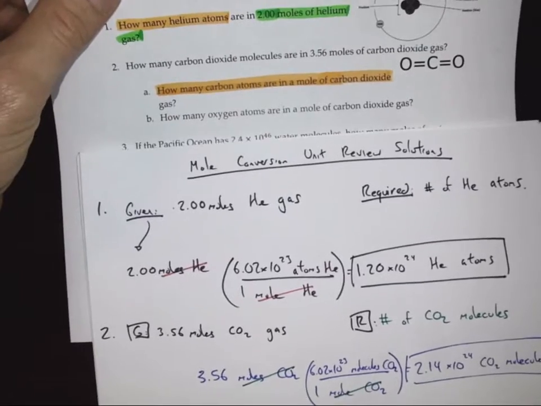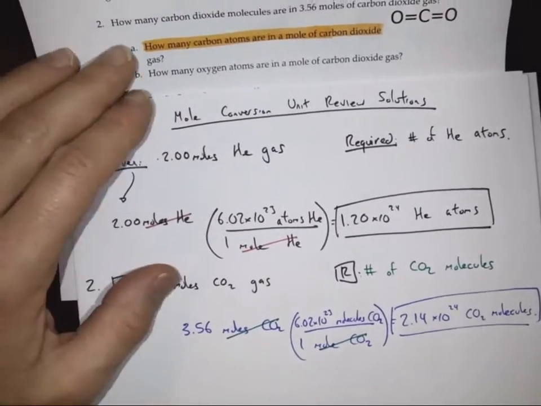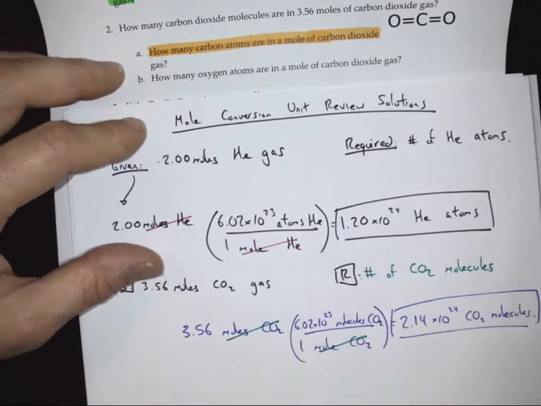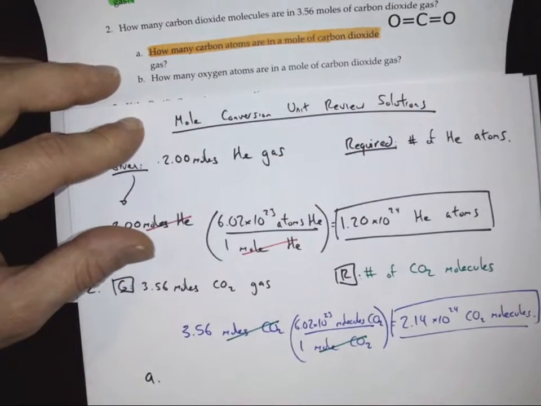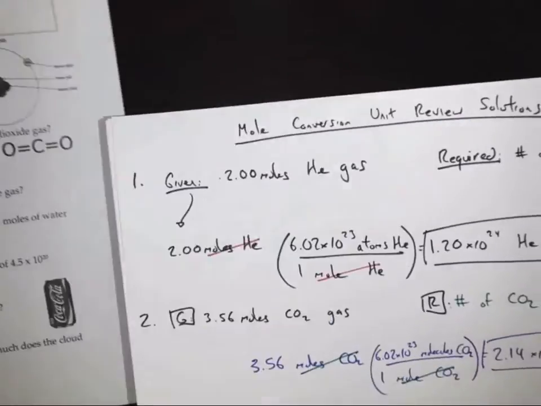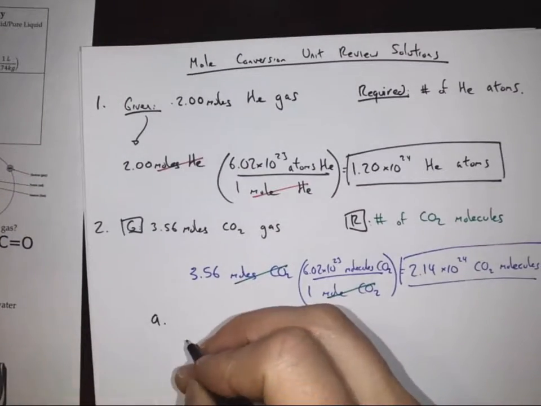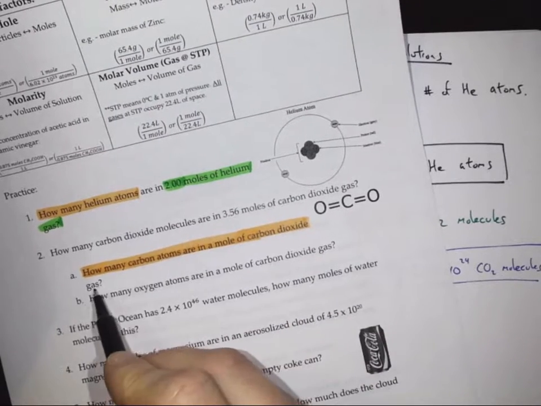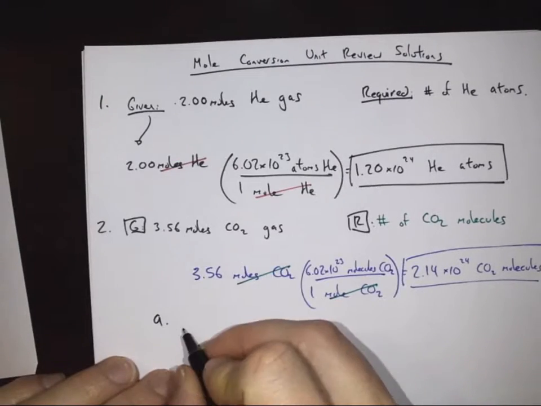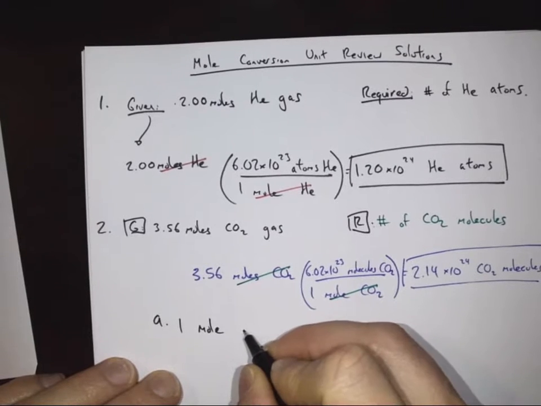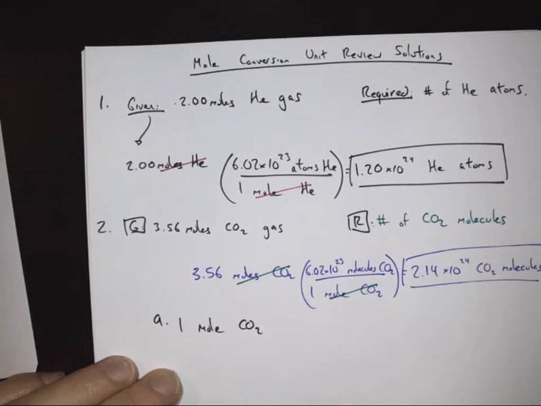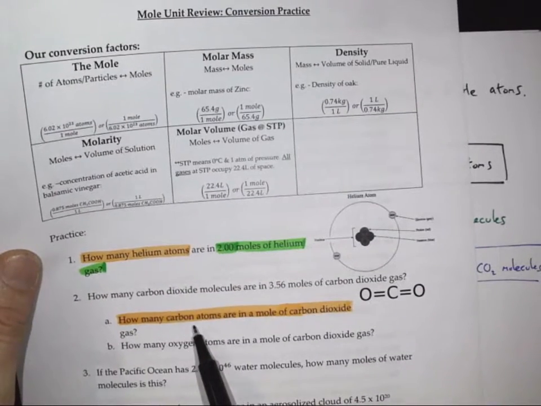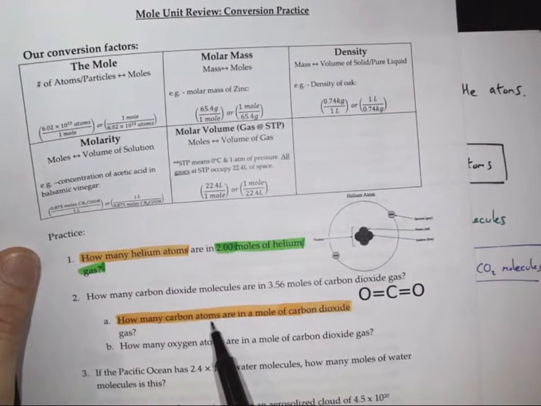So we're actually also asked something further. We're asked how many carbon atoms are in a mole of carbon dioxide gas. So I'm going to make a little A here and say, okay. In this case, let's be careful, we're asked about a mole of carbon dioxide gas. So we'll start there. We'll start with 1 mole of CO2. And we're not asked for the number of molecules, we're asked for the number of carbon atoms.